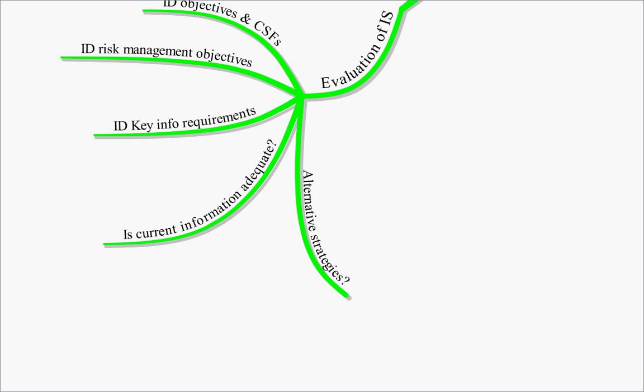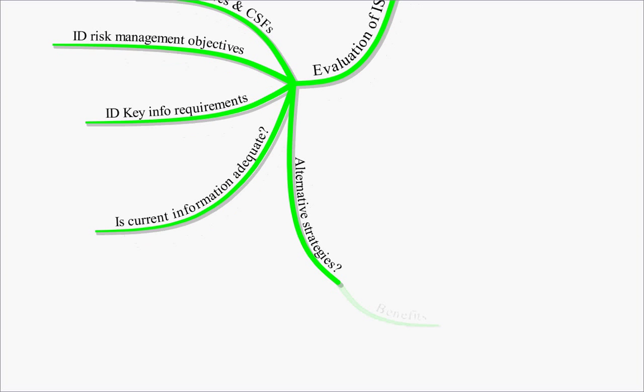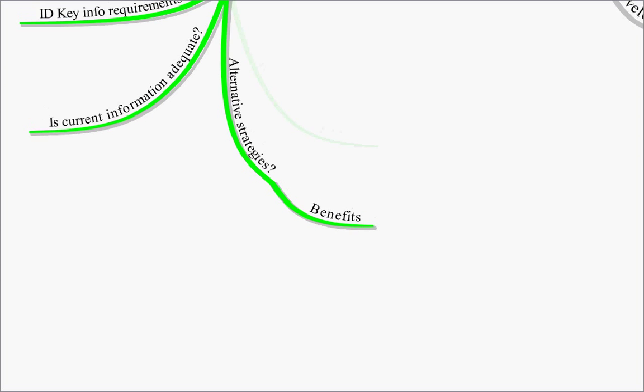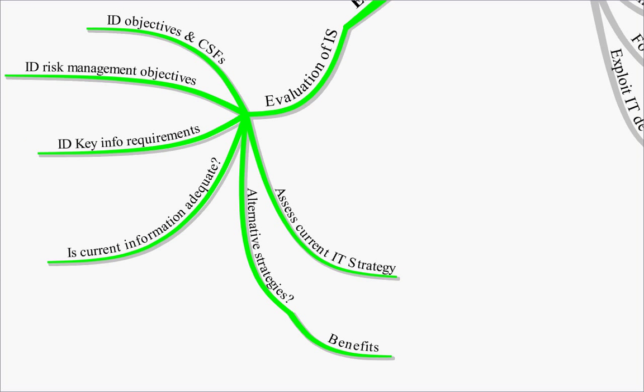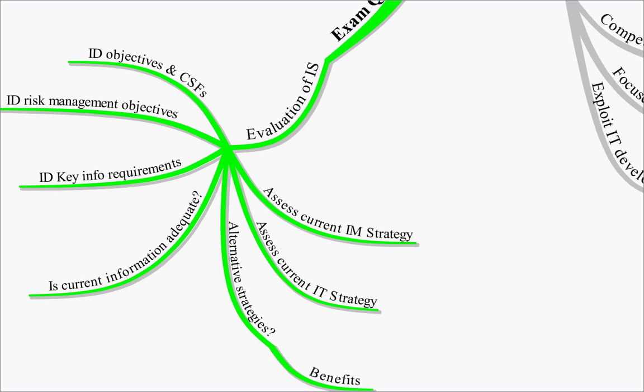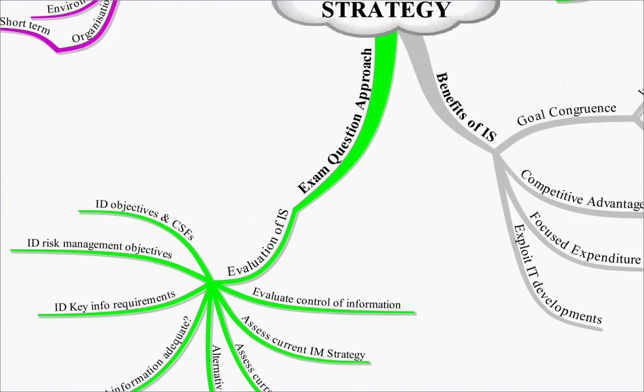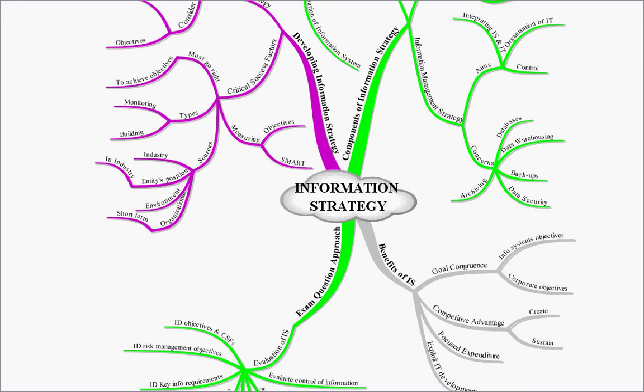We may then want to suggest alternative strategies and set out what benefits these will give to the organisation. We will then make an assessment of the current IT strategy, assess the current information management strategy, and evaluate the control of information throughout the organisation. The key thing to remember here is to relate everything to the scenario, and that is our lecture on information strategy.